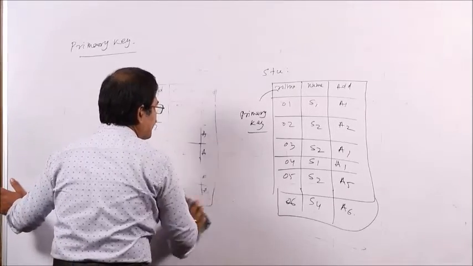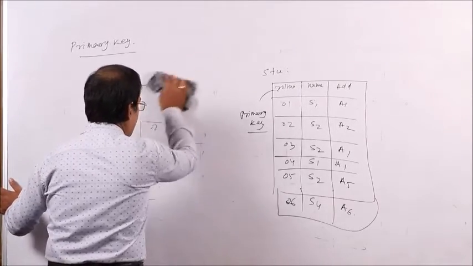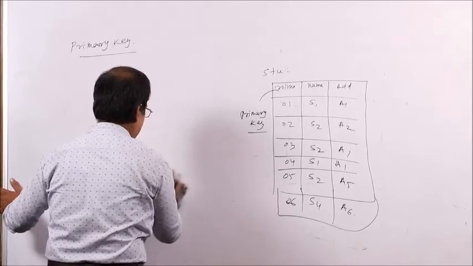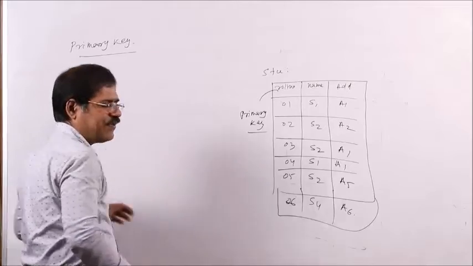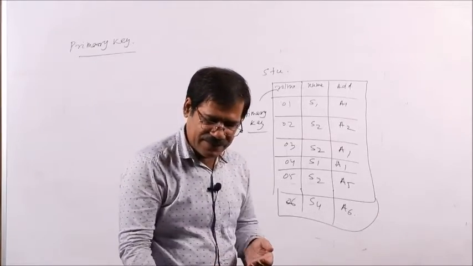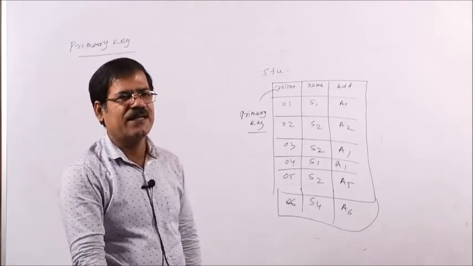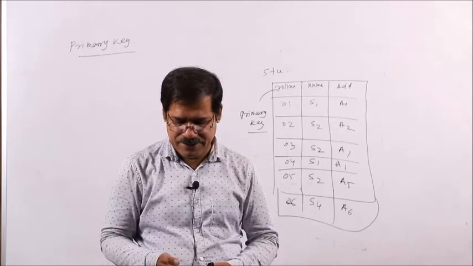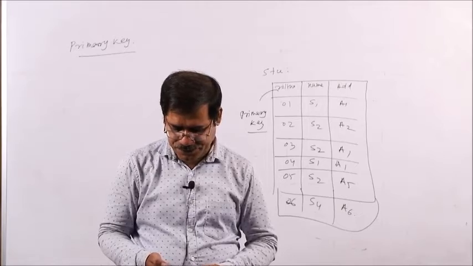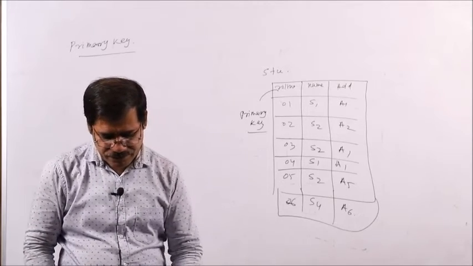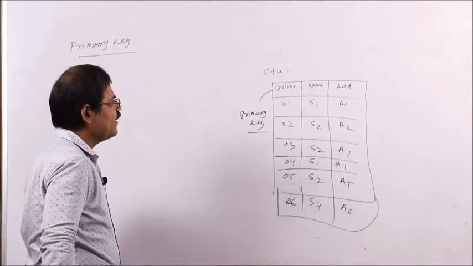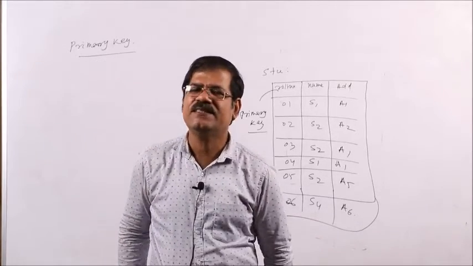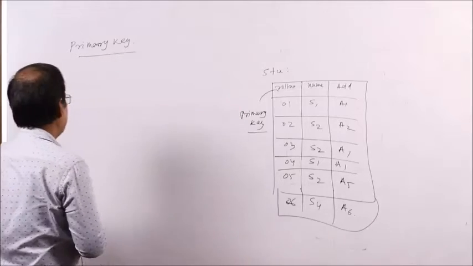Suppose in a student table the roll number field is a primary key. If I am declaring it like this, what is the syntax, how to declare a primary key? Simply, you write the field name and then primary key. When you use the create command to create a table, at that time you define that field name as primary key, like that.